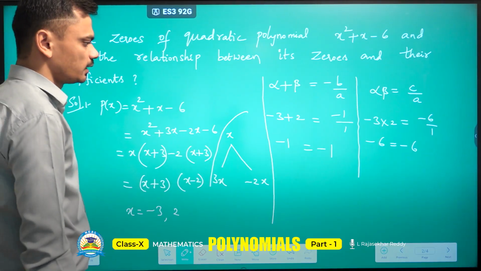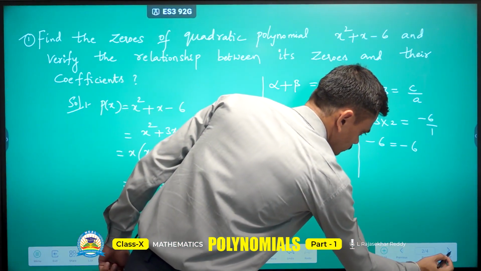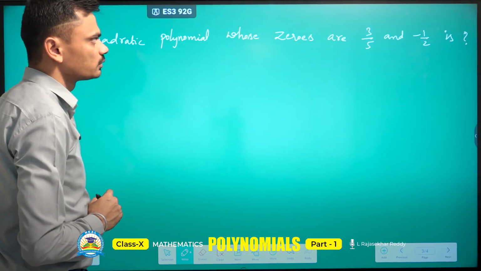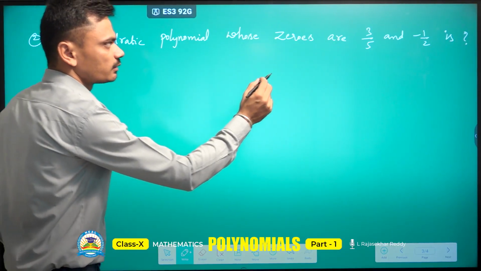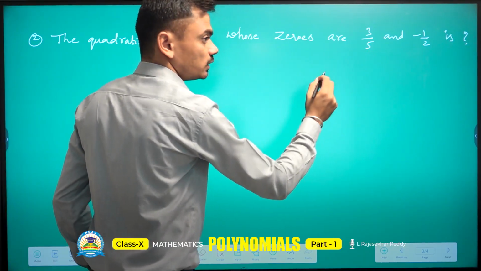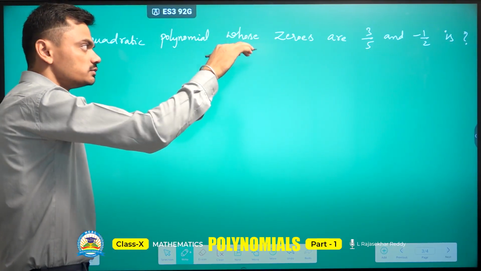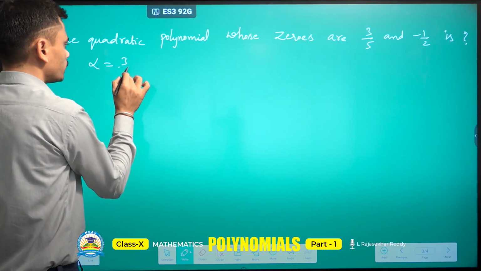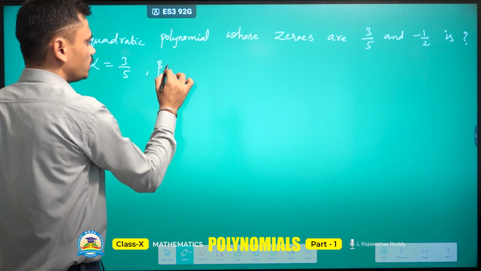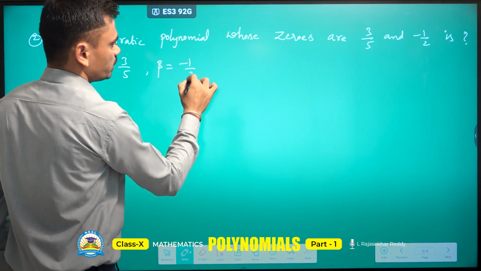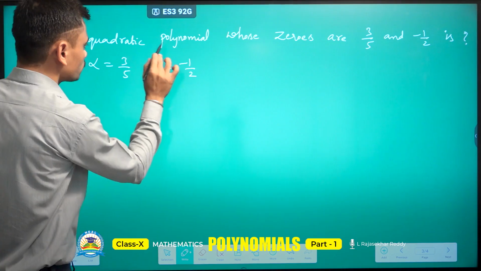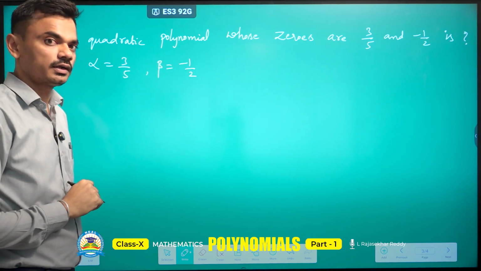Okay. Next, one more question. Find the quadratic polynomial whose zeros are 3 by 5 and minus 1 by 2. Here they have already given the zeros. Alpha value is 3 by 5 and beta value is minus 1 by 2. So we need to write the quadratic polynomial. What is the quadratic polynomial?